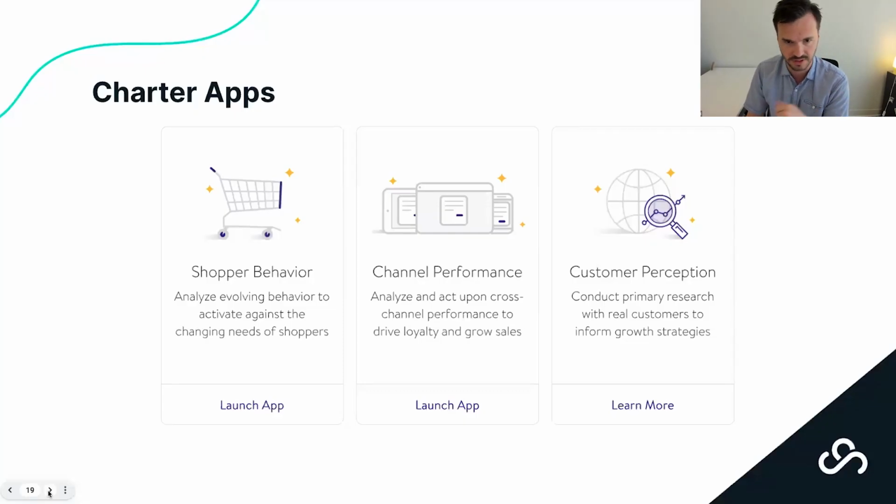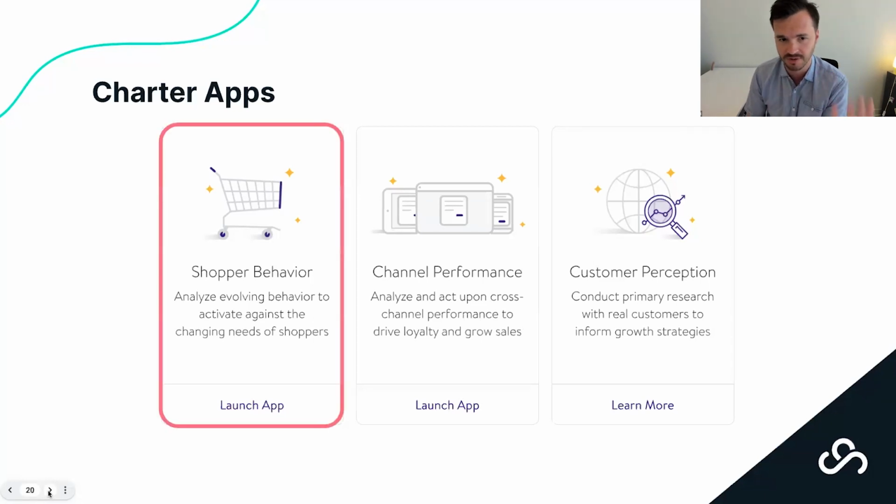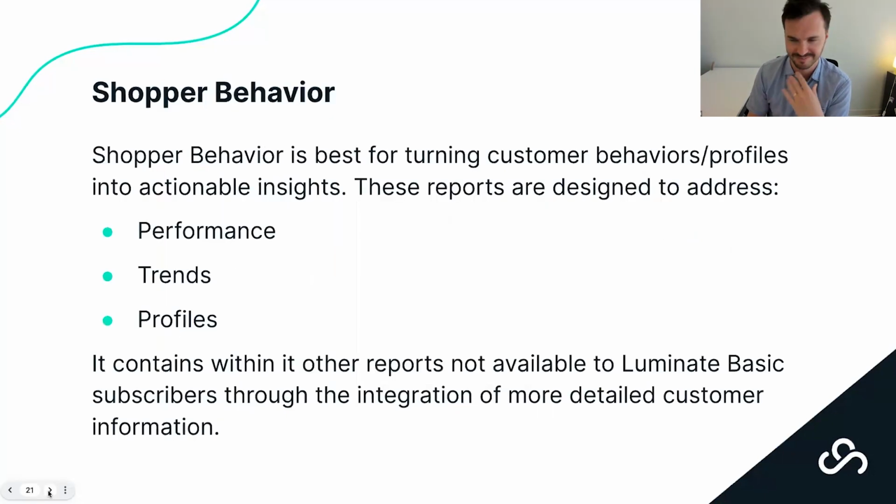This is the first of the three. If you're reading left to right, shopper behavior, analyze evolving behavior to activate against the changing needs of shoppers. Okay, so keep your finger on the pulse of what your customers, what your shoppers are doing. There is some overlap between these. So, but yes, shopper behavior we can look at first.